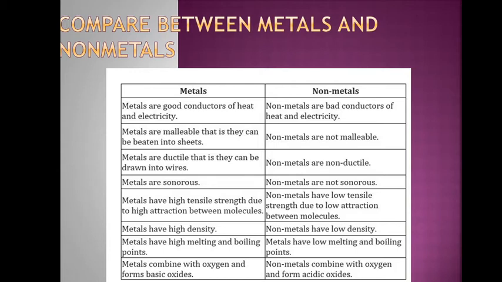This means that later on they combine with water to form acids, while metals combine with oxygen to form basic oxides, which form hydroxides. When they combine with water, they form hydroxides. So we call them basic. This is because of the hydroxide. Okay.